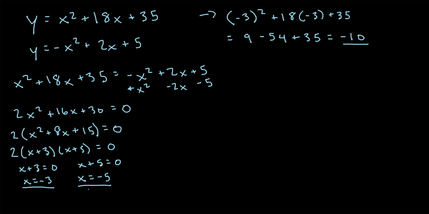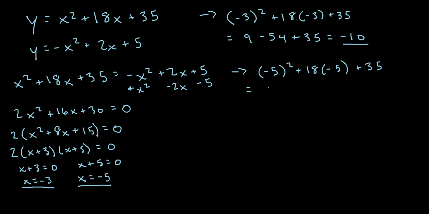Now to figure out the y value for the x value of negative 5, we can do the same thing. So we can plug it into either one of these equations. We'll choose the first one again. So we'll say negative 5 squared plus 18 times negative 5 plus 35.